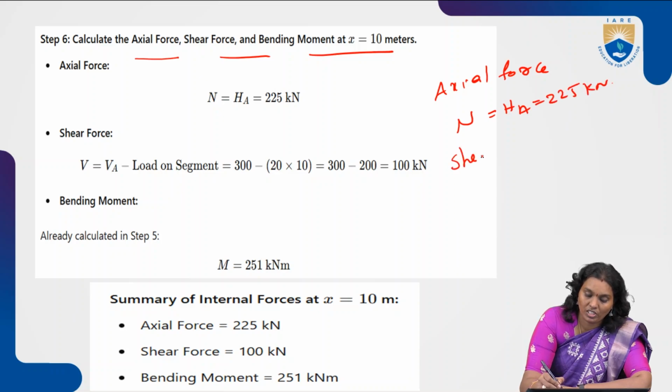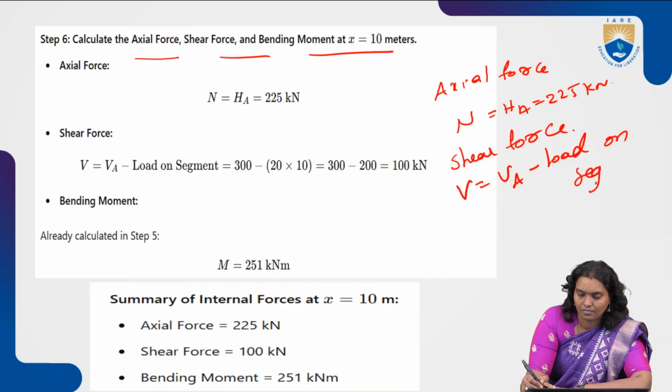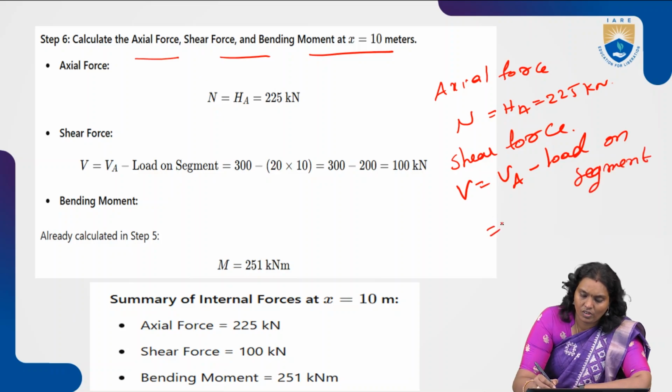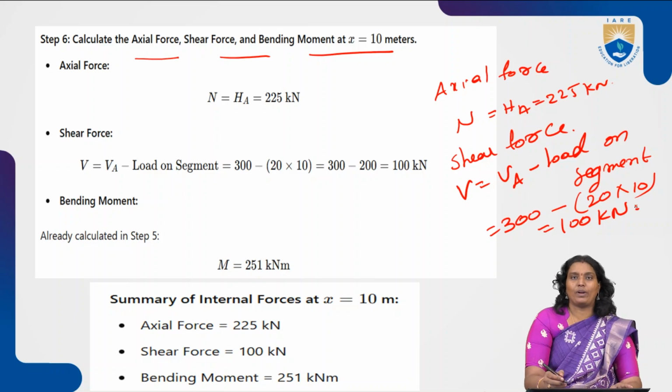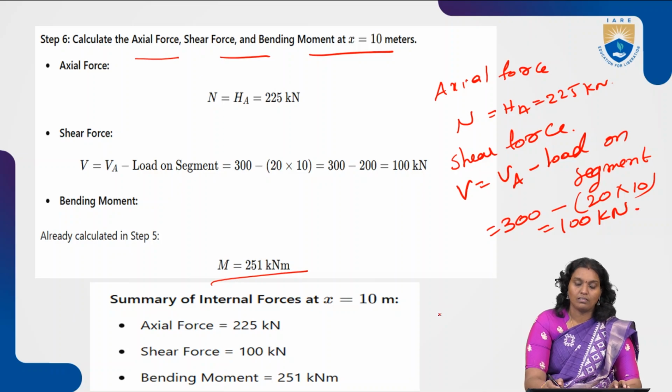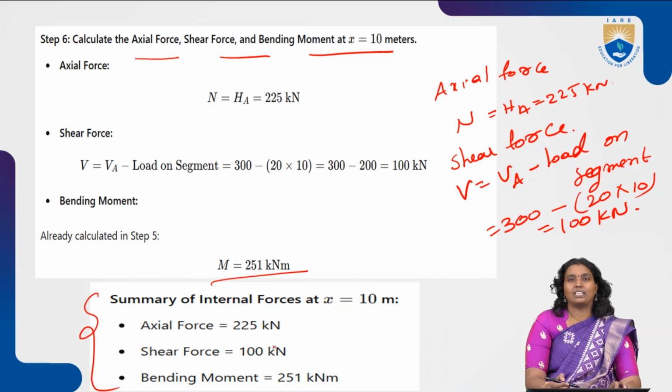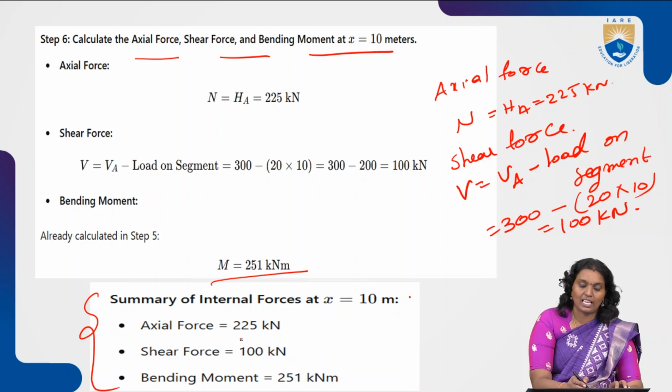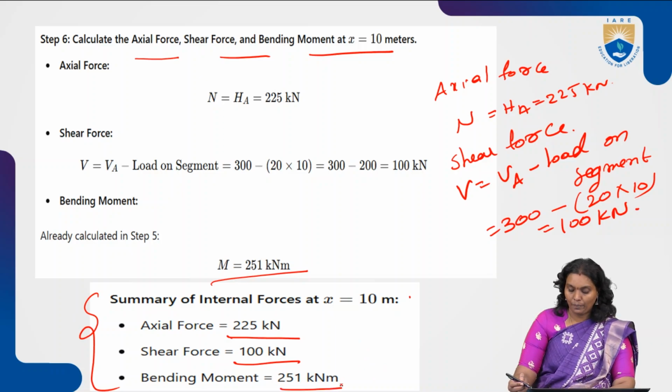Move on to the shear force. So V is equal to VA minus load on segment, that is equal to 300 minus 20 into 10, finally that is equal to 100 kilonewton. Bending moment already calculated in step 5, so this is equal to 251 kilonewton meter. So finally, summary for these internal forces at x is equal to 10 meters: axial force is equal to 225 kilonewton, shear force is equal to 100 kilonewtons, bending moment is equal to 251 kilonewton meter.